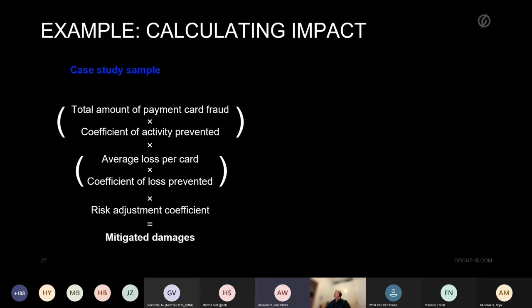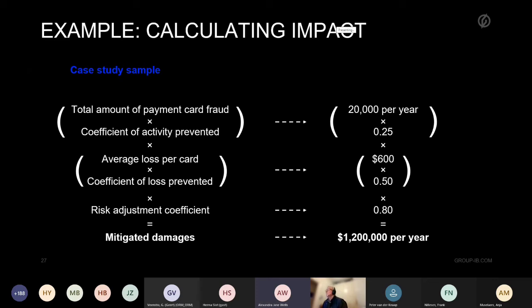In this example, what's the total amount of fraud? How much do we think we can prevent? What's the average loss per card? As a very simple calculation, if it's 20,000 per year, we'll take a quarter of it. If it's 600, we'll then take 80% of that total amount of loss we can prevent, and say 80% is probably realistic. In this way, we can be conservative and present numbers which we think that we'll achieve.